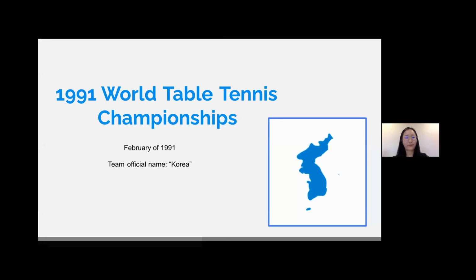To begin, in February of 1991, North Korea and South Korea agreed to create Korea's first unified women's table tennis team to compete at the 1991 World Table Tennis Championships. But this process was not easy because it took a total of 22 meetings between the two Koreas to finalize it. The unified team used Korea as their country name in Korean and English to avoid Joseon or Hangul. They also used the Korean unification flag shown on the right as their national flag, and the folk song Arirang as their national anthem.